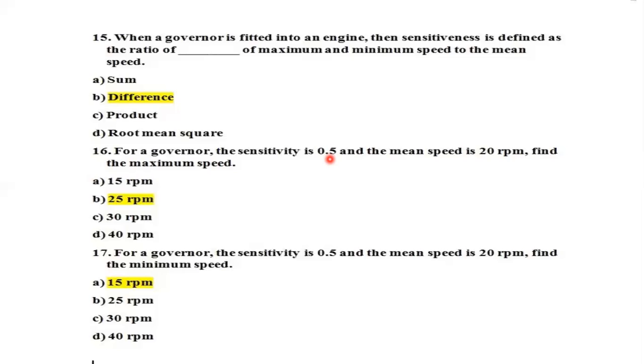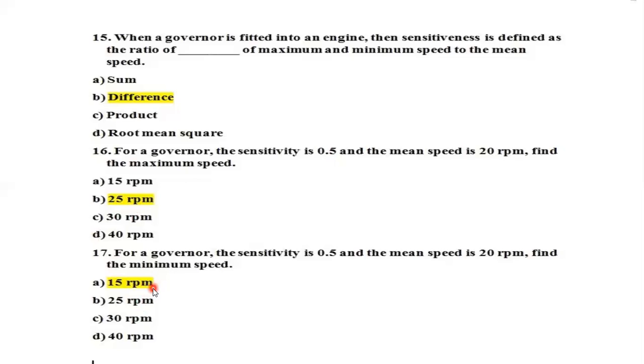In the second case, we know very well the sensitiveness is the ratio of maximum and minimum difference divided by the mean speed. So N1 minus N2 divided by 20 equal to 0.5. So 20 will go to the other side, and you will get the second equation, N1 minus N2 is equal to 0.5 into 20. First you got N1 plus N2 is equal to 40. If you solve these two equations, you will get the maximum speed as 25 rpm. In the first case you found the maximum speed, in the second case you will be finding the minimum speed.